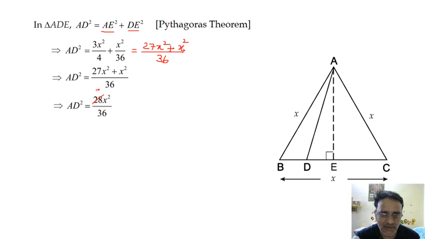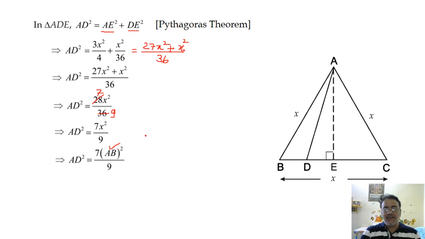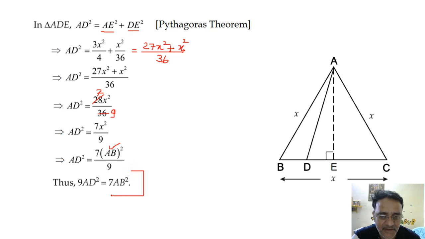So 4 cancels, see, 4 7s are 28 and 4 9s are 36. So 9 AD square is equals to 7x square. Now x is replaced by AB. You can replace it by AC also, BC also, because all three sides are equal. So finally we get 9 AD square is equals to 7 AB square. Any doubt in this question?